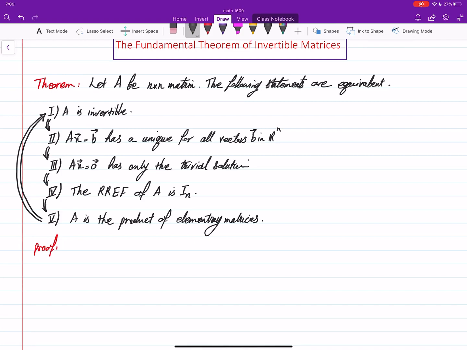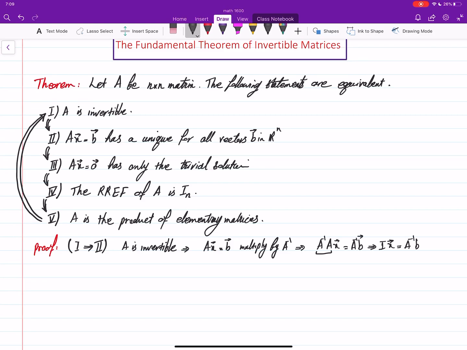It will be a very quick one. We are assuming one and we want to prove two. So A is invertible. This is the assumption. Then when you have AX equal to B, you can multiply both sides by A inverse. So we get A inverse AX equals A inverse B. These two give you the identity, so identity X is equal to A inverse B, and that means that X is equal to A inverse B. That is the unique solution we have been looking for, yes?